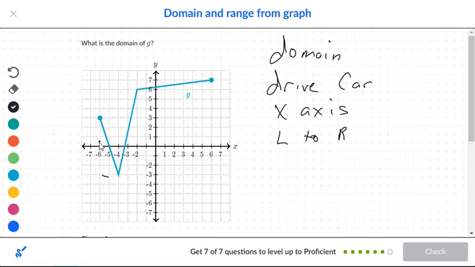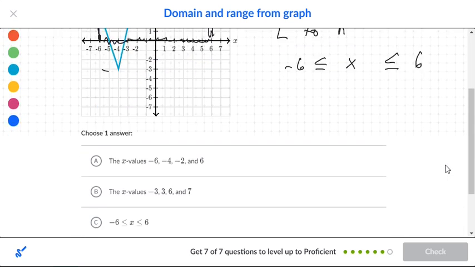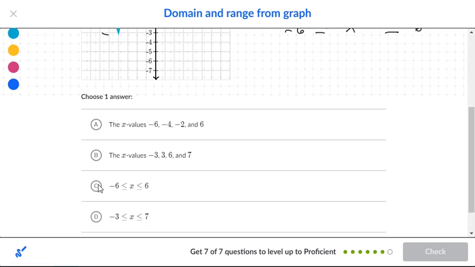So we start here at -6. So you see it starts here at -6. It's continuously connected, and it goes all the way to 6. So we start at -6, we finish at 6. We see solid there, so we're going to use the inequality signs with the equal to. And we're talking about the x-axis, because what we're doing is we're driving right along the x-axis. So it would go from -6 to 6. So the best choice, of course, would be C.